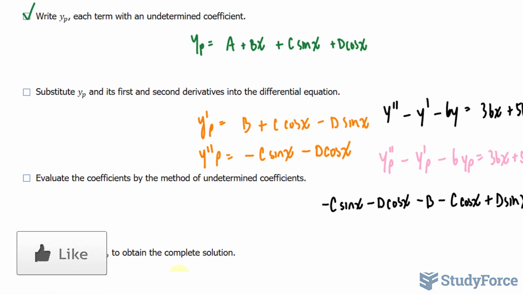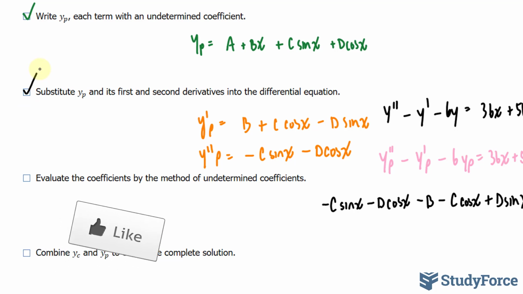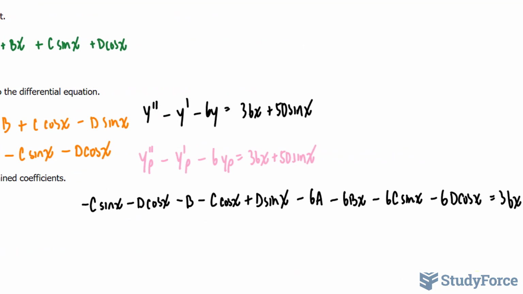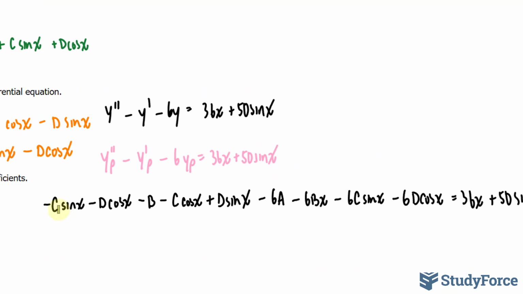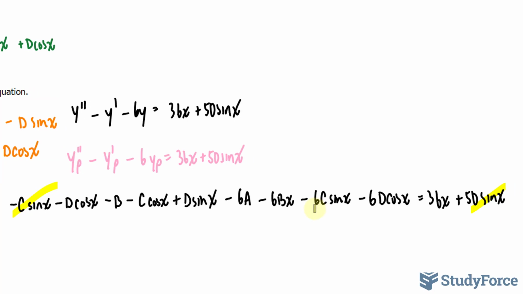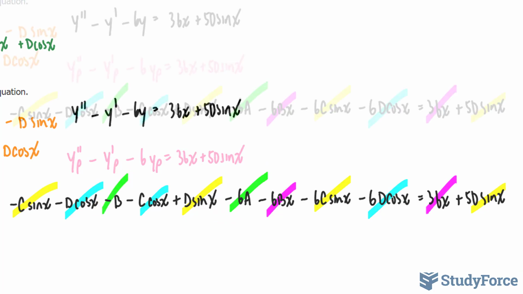In step number 6, we're asked to evaluate the coefficients by the method of undetermined coefficients. So what we have to do is collect like terms. This term and this term are alike. So is this. So is that. This term and this term are alike. The x terms are alike, so this one and this one. And the constants are alike: negative 6a and minus b.